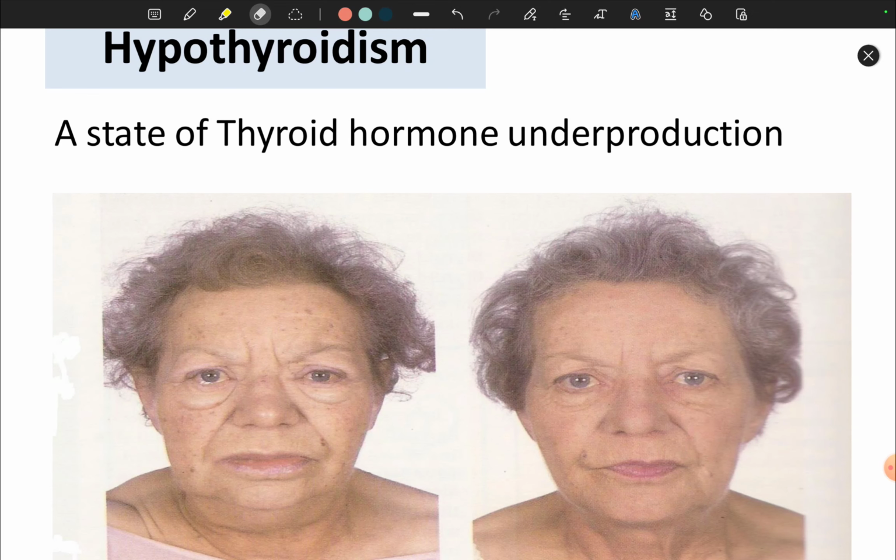We have a few other causes like iodine deficiency, like some syndromes, like receptor problems, or inappropriate synthesis of thyroid molecules.